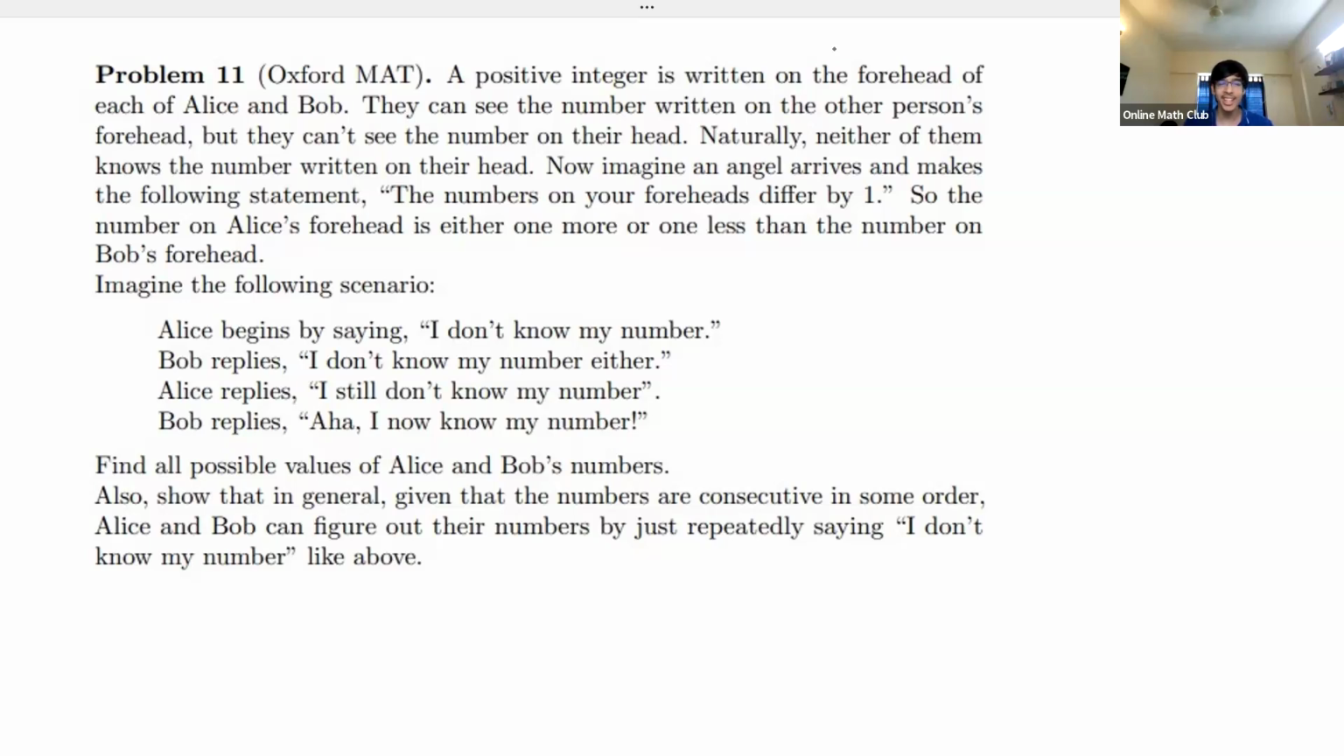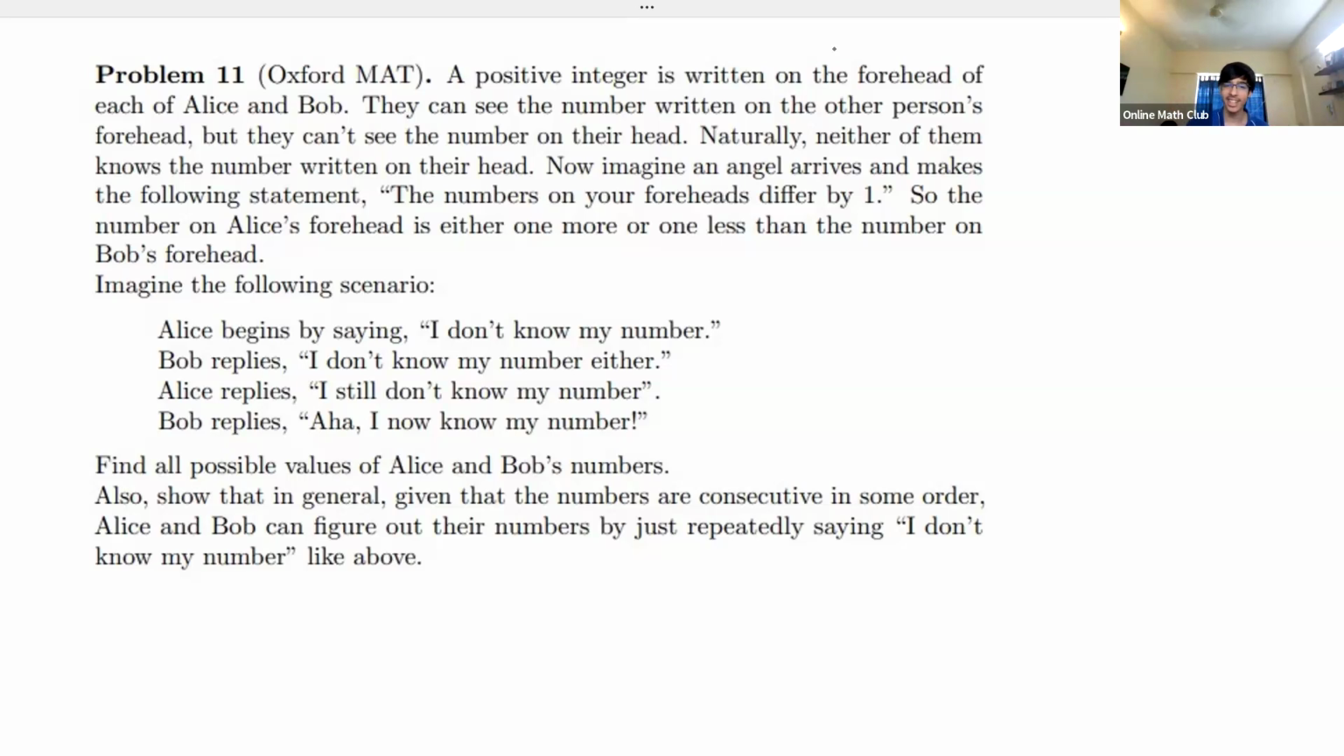So this is interesting because Alice starts: I don't know my number. Bob says, I don't know my number either. Alice says, I still don't know my number. But then Bob says, I know my number now. That's crazy. Suddenly they figured out their number, even though it could have been bigger or smaller.